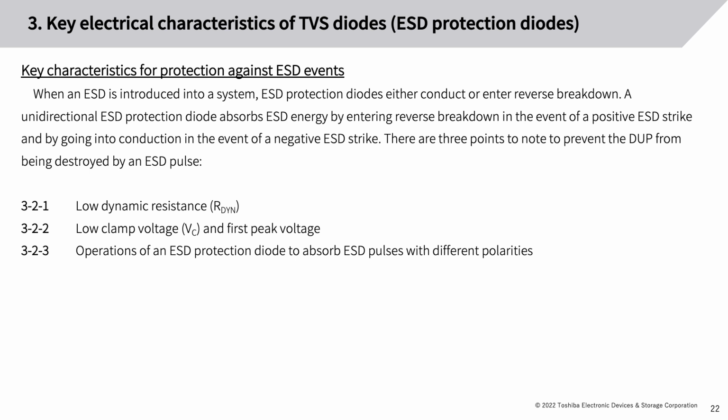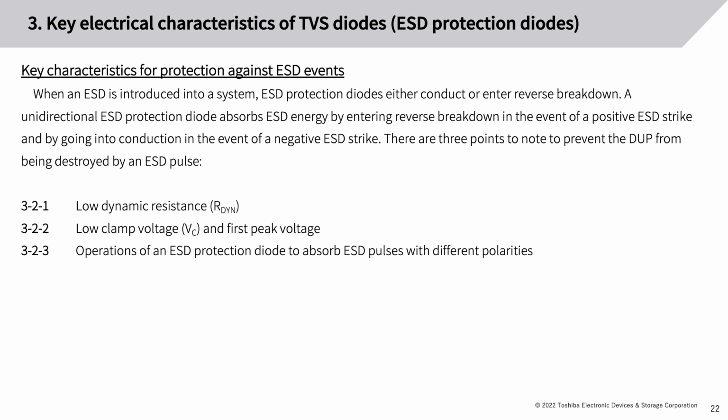Key characteristics for protection against ESD events. When an ESD is introduced into a system, ESD protection diodes either conduct or enter reverse breakdown. A unidirectional ESD protection diode absorbs ESD energy by entering reverse breakdown in the event of a positive ESD strike and by going into conduction in the event of a negative ESD strike.